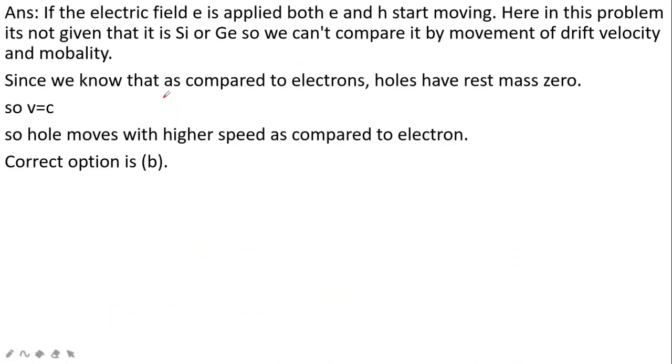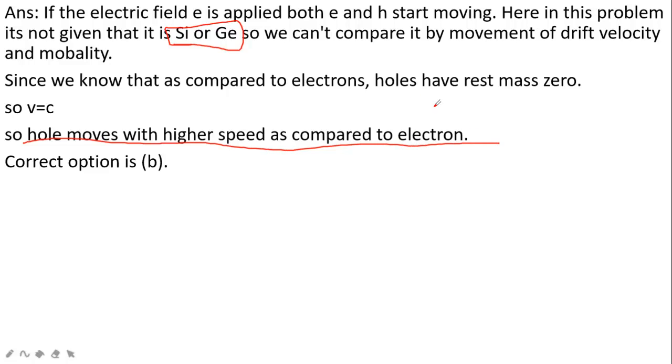So we don't know what type of material it is. It is silicon or germanium. We just know that it is a semiconductor because they are talking about electron or holes. So we can't compare it by drift velocity and mobility and their moment. So yes, but we can just conclude that hole will move with higher speed as compared to electrons.